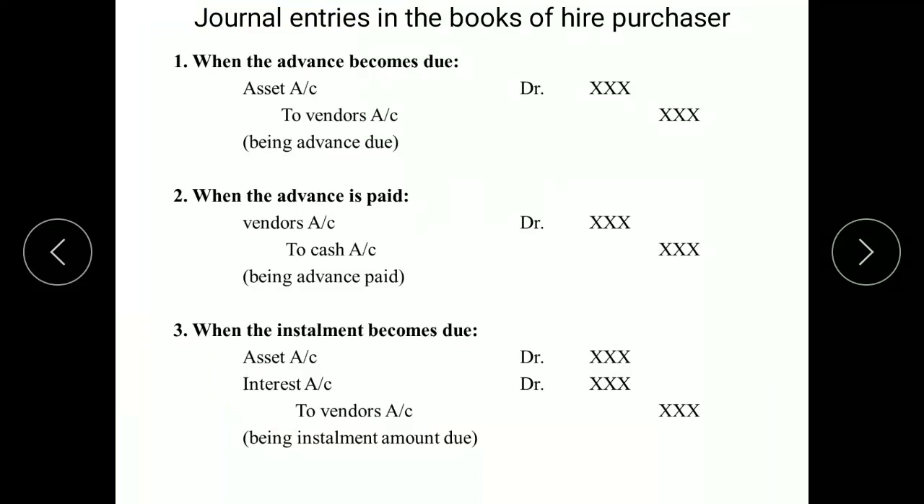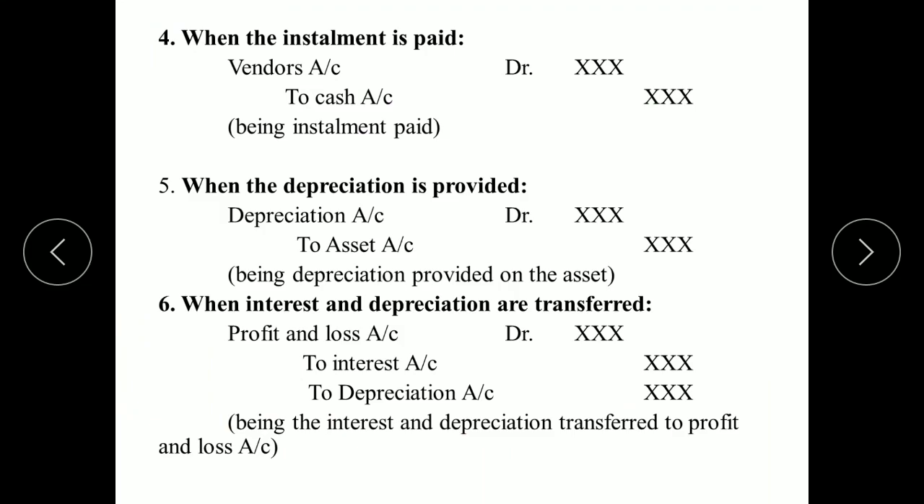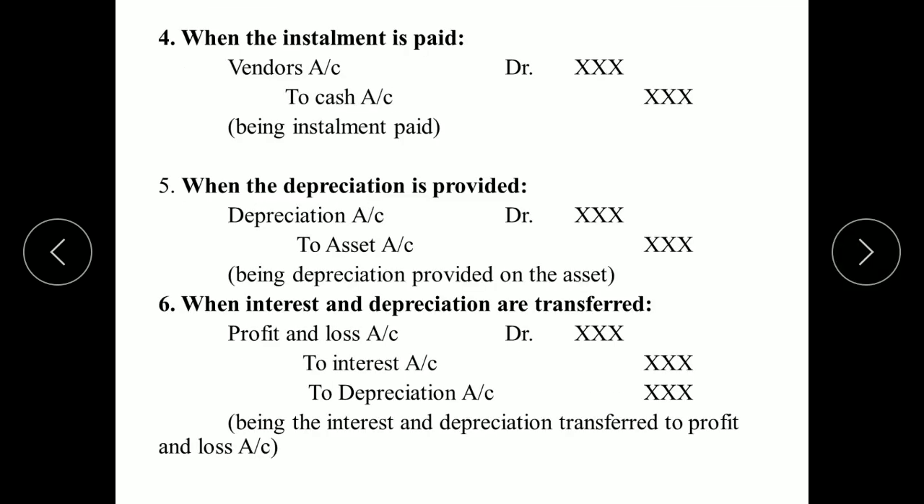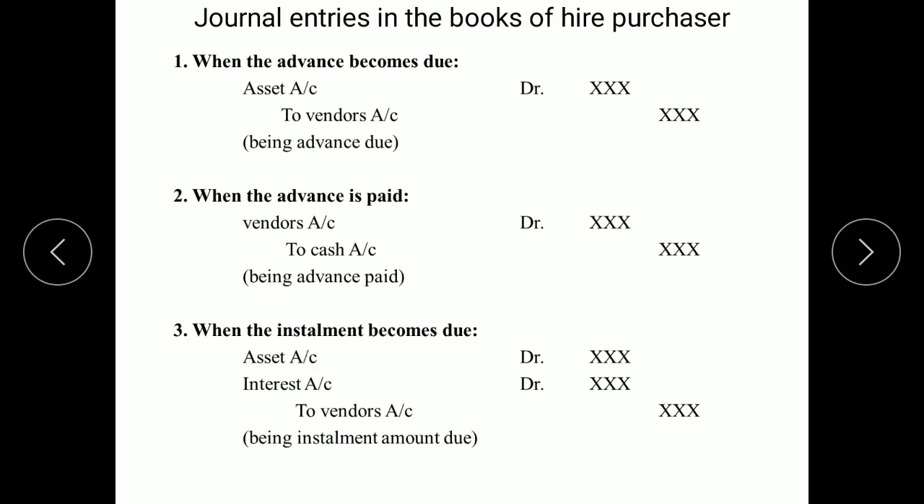In the books of hire purchaser, there are 6 journal entries. And out of these 6 journal entries, the first 2 entries will be made only in the first year. And the remaining journal entries from number 3 to number 6 will be repeated every year till the last installment is paid. So we'll look at the journal entries.